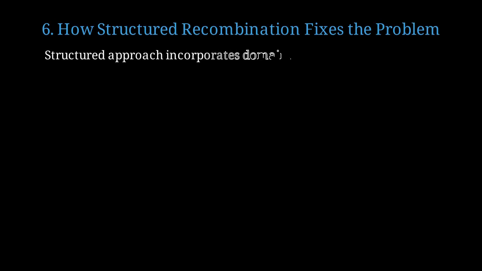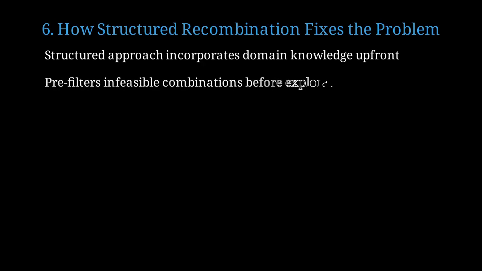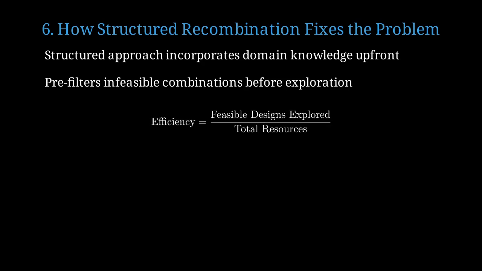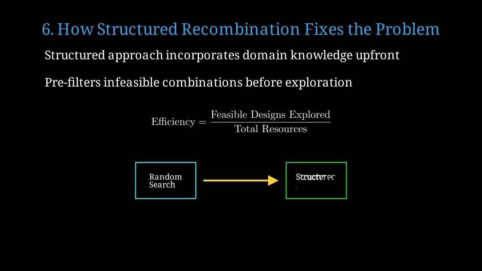The structured morphological approach incorporates domain knowledge and constraints up front when selecting parameter options. Only viable options are included in the matrix. By carefully choosing which options to include for each parameter, we pre-filter infeasible combinations before we even start exploring the design space. Efficiency equals the number of feasible designs explored, divided by total resources expended. Structured recombination dramatically improves this ratio. Compare success rates. Random search might achieve only 5% feasible designs, while a well-structured morphological matrix can achieve 60% or higher success rates.